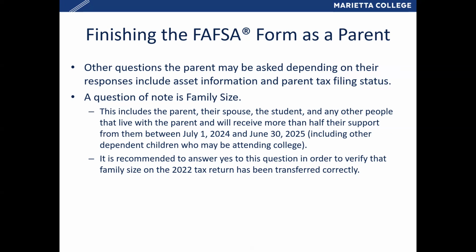So family size does include the parent, their spouse, if they have one, the student they're filling the form out for, and anyone else that lives with the parent and will receive more than half their support from that parent between July 1st, 2024 and June 30th, 2025. So this also includes other dependent children who may be attending college.